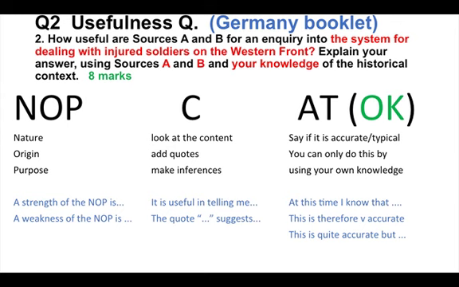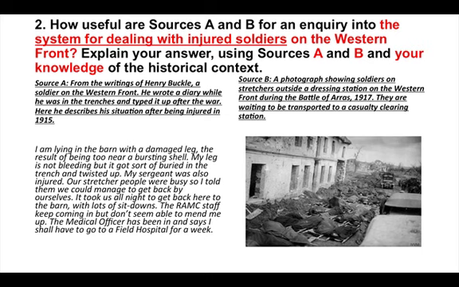So let's have a little look at those 2 sources and see how useful they are for an inquiry into the system for dealing with injured soldiers. Before we actually look at the sources themselves, let's have a look at the source descriptor and let's identify strengths and weaknesses of the NOP. So if you can stop this presentation, can you jot down in a table strengths from source A and weaknesses from the NOP in source A, and strengths from source B and the weaknesses for the NOP in source B. Remember, we are not looking at the photograph itself or the written description. Okay, I'm going to reveal the answers now.